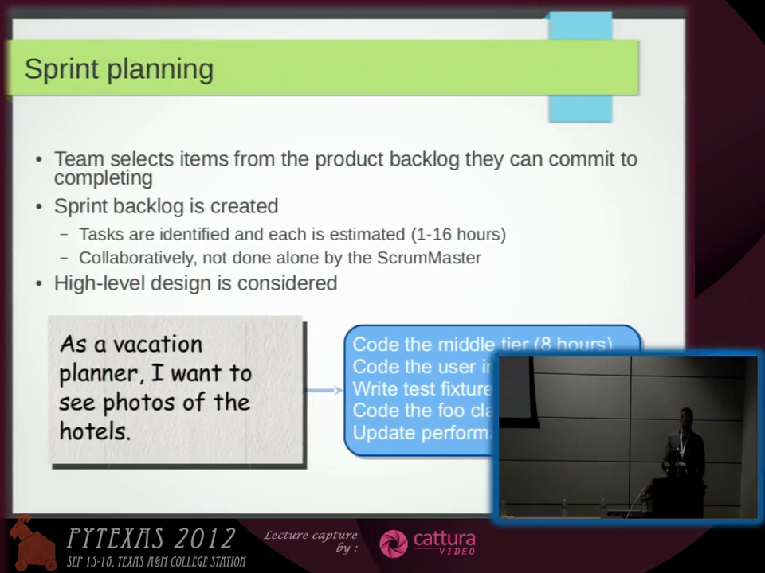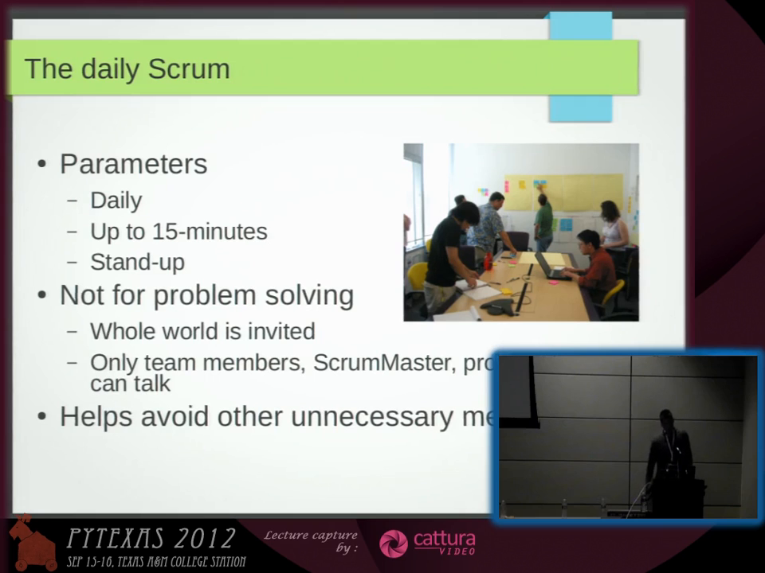This is just an example of how one of the user stories can be broken down. We can envision a website for placing reservations for hotels. So there is a user story saying, as a vacation planner, I want to see photos of the hotels. So in the sprint planning meeting, that could result in something like: code the middle tier, code the user interface, write test fixtures, make this class, update performance tests, and things like that.